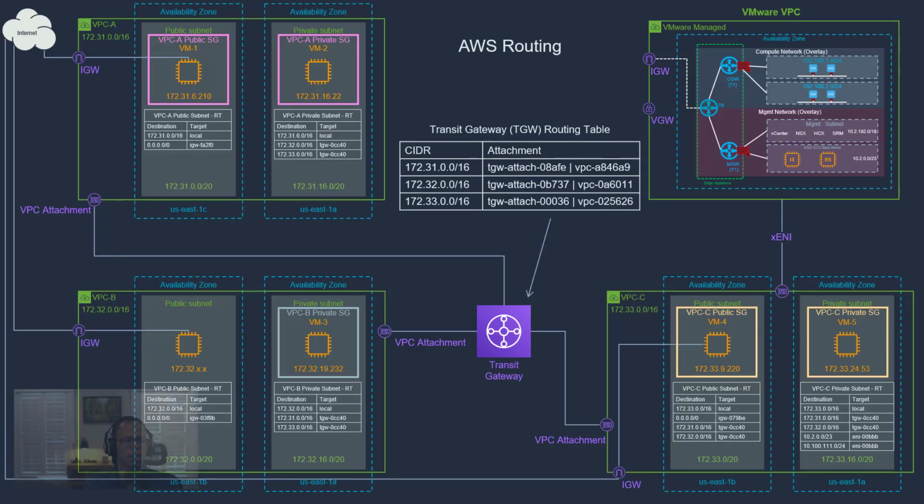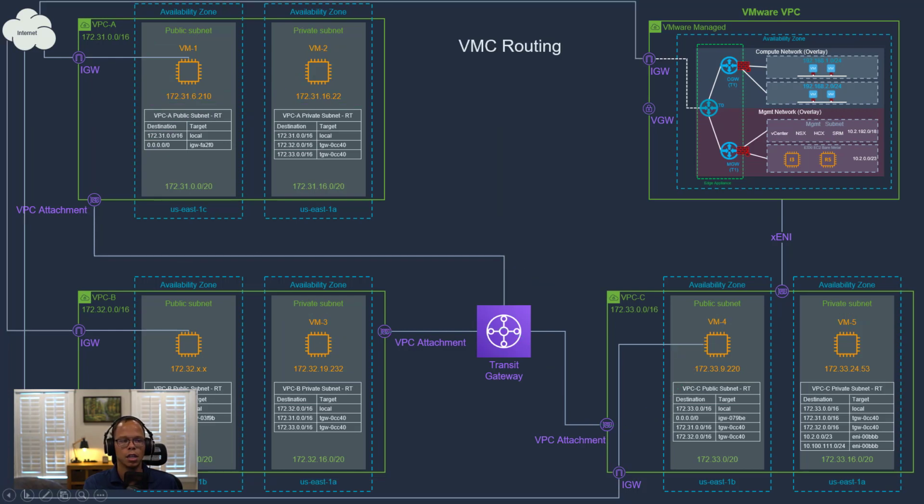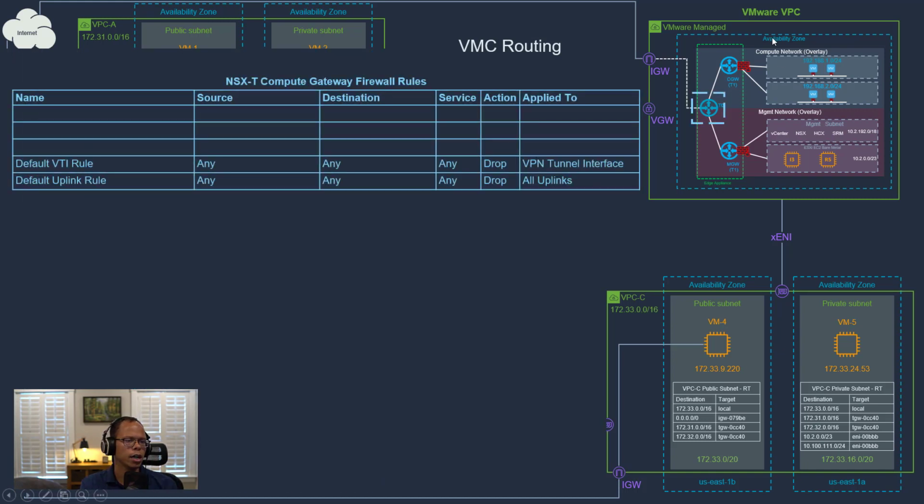So let's just jump back in. We just validated we can communicate between the different EC2 instances in the different VPCs using the transit gateway. And now we'll talk about VMC routing. Right now, we're going to just focus on routing via the connected, the cross ENI, Elastic Network Interface. In order for this to occur, there's a couple things we need to do.